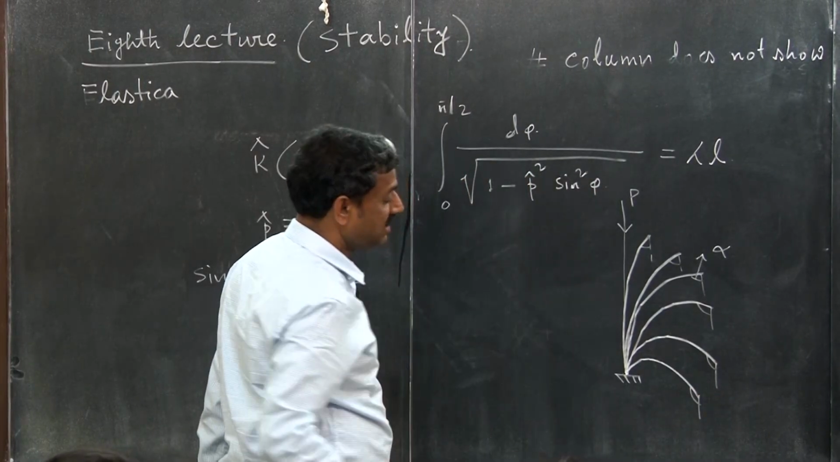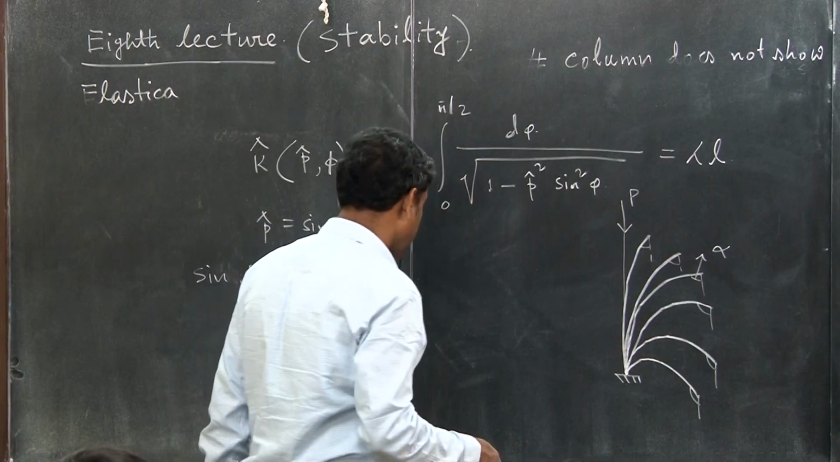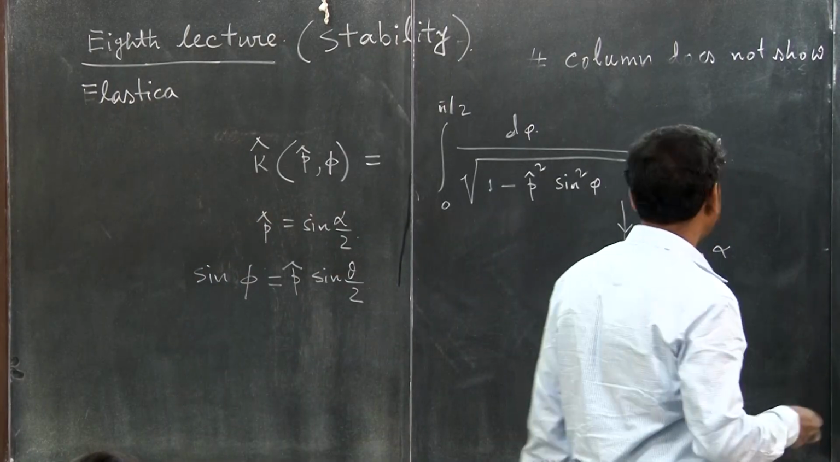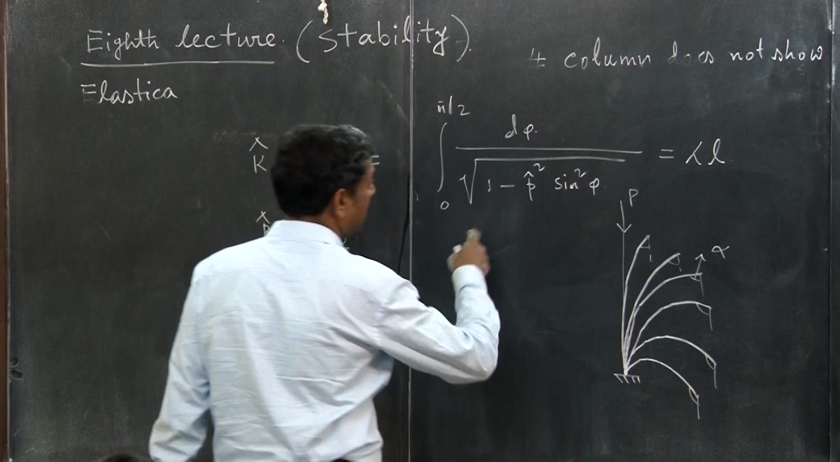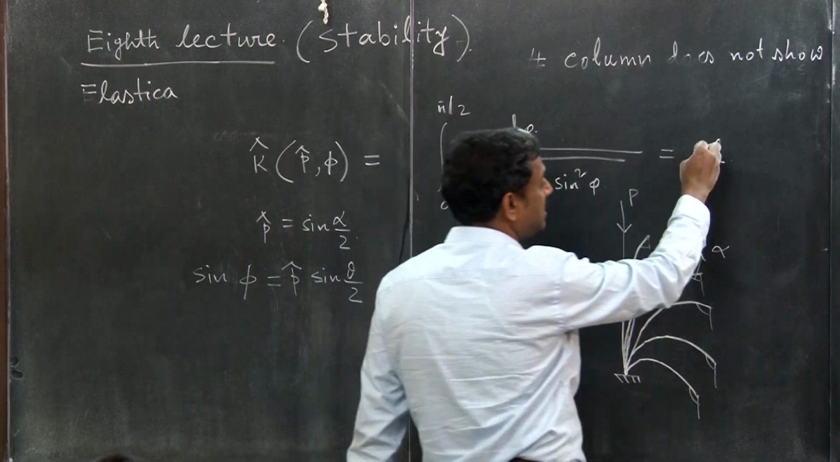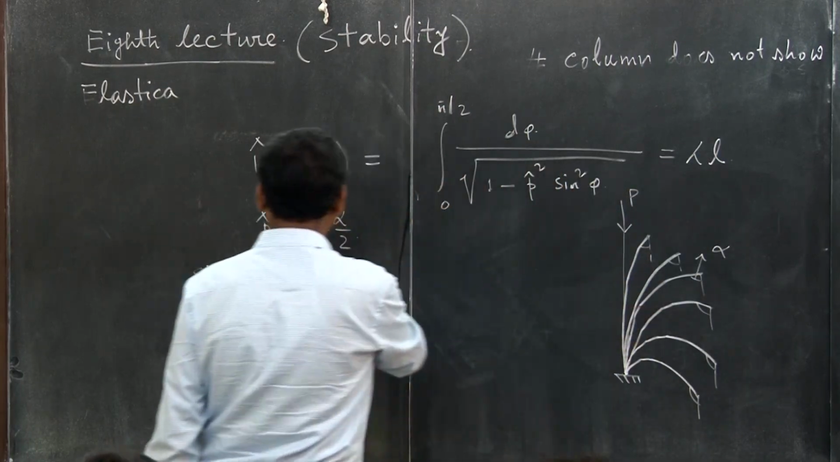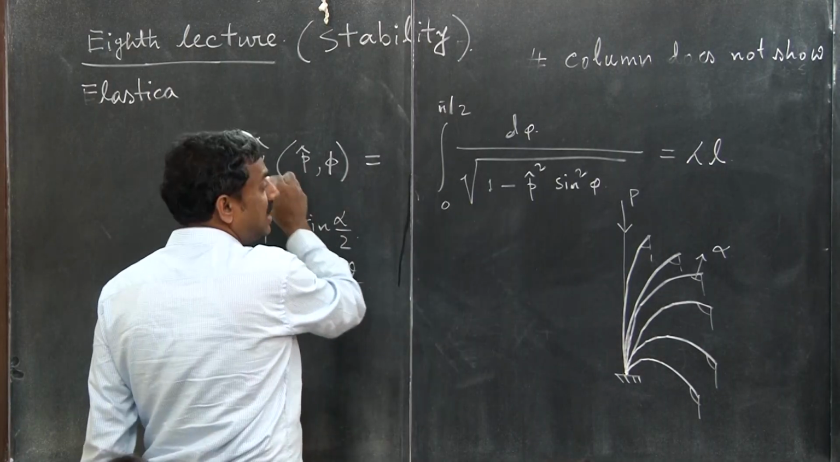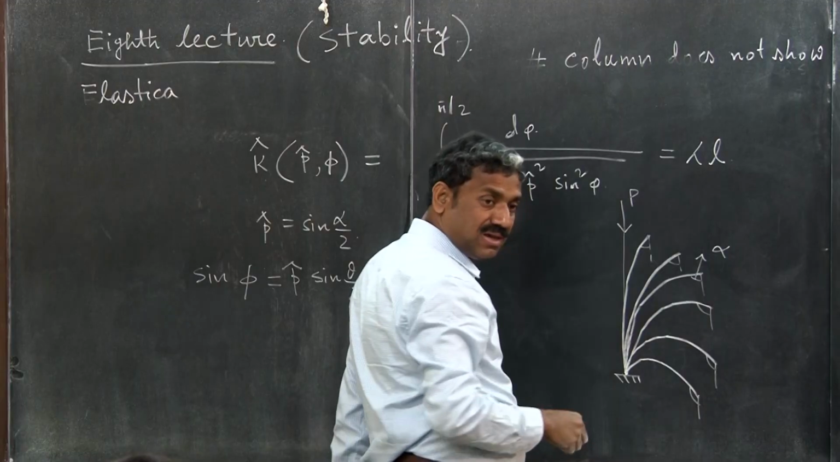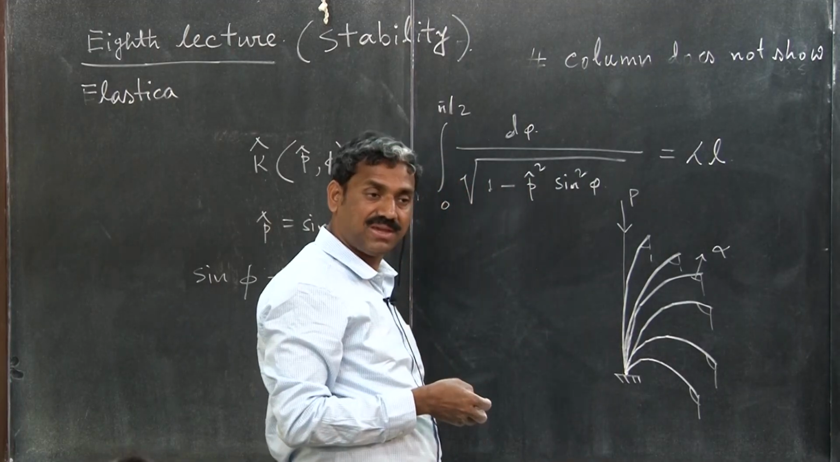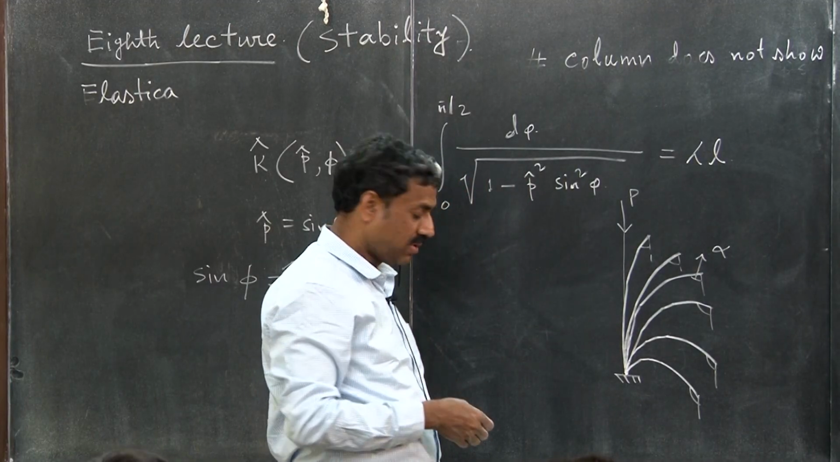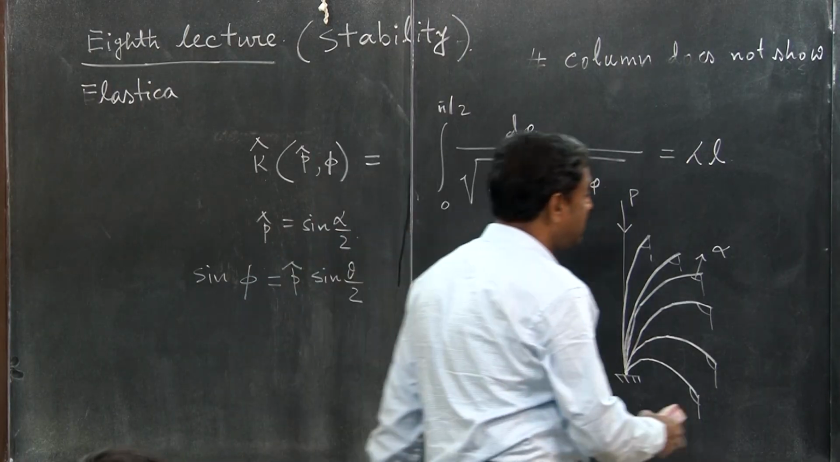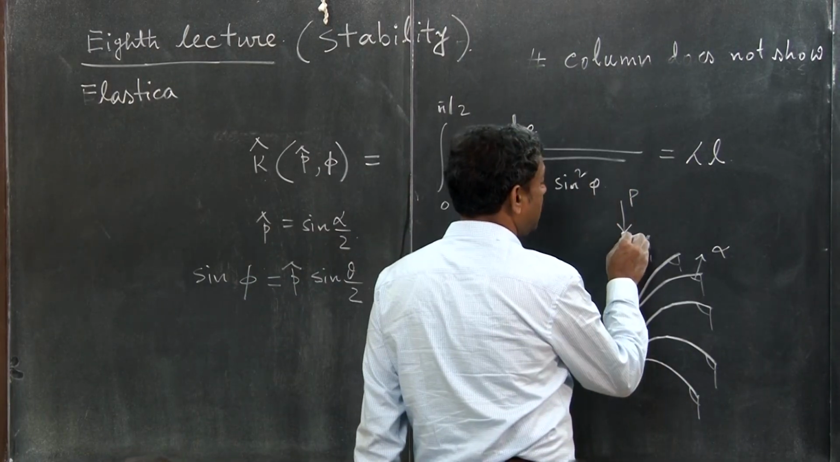That's why this is called elastica. For different alpha, you can find out what P is, because you can convert that alpha to P cap and phi. You can find the elliptical integral, and from there you can find out what P is and how much it differs from P critical. Clear? Okay. Now, if somebody asks you what is the deflection?